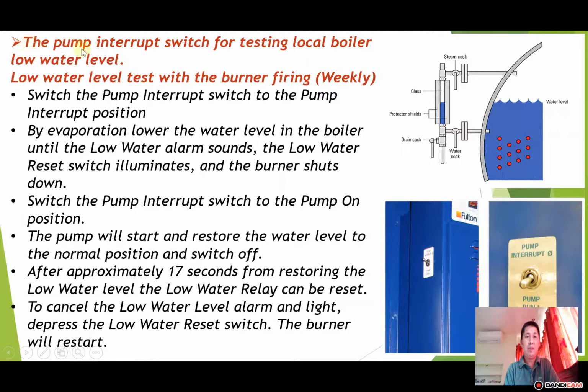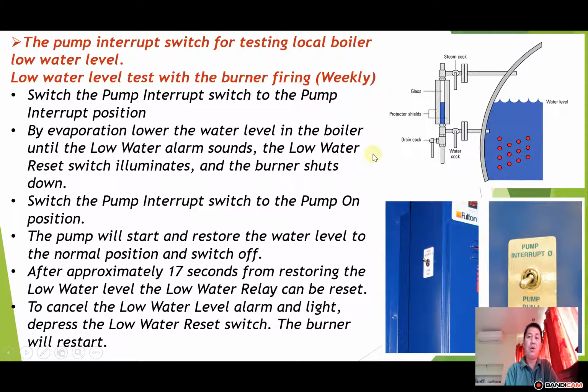Here, the pump interrupt switch for testing local boiler low water level. So here is your boiler, here is your boiler water indicator, and here is your pump interrupt switch. On board the ship, you can also directly use the push button switch or the feed pump to stop and start, but here this is equipped with a pump interrupt switch. In this explanation, the low water level test is done with the burner firing.